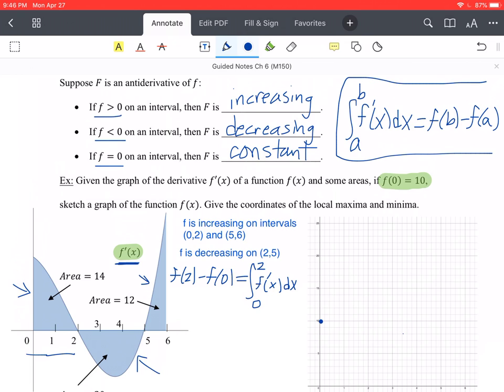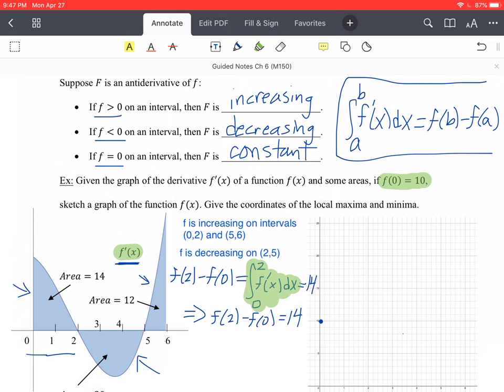And remember that integral is just the area under the curve. That's this whole area under here, which we already know is 14. So we're going to cut out the middleman. Therefore f of 2 minus f of 0 equals 14. Basically taking this whole middle section and saying, I don't really need that part anymore. So we know f of 2 minus f of 0 is 14.